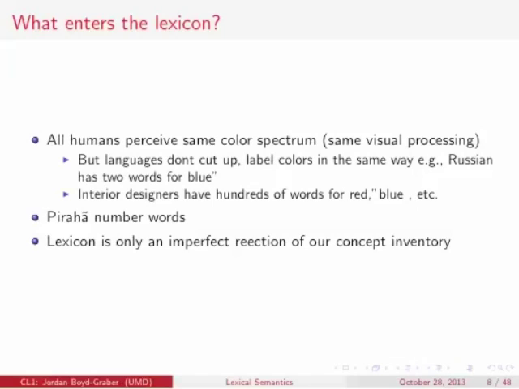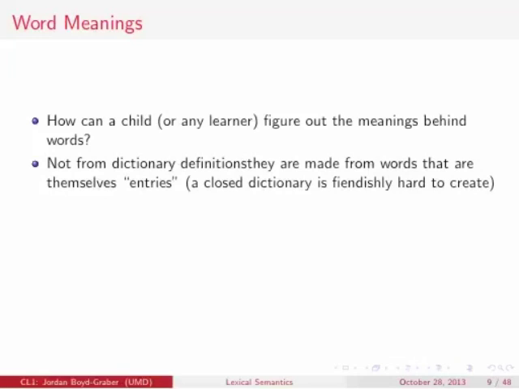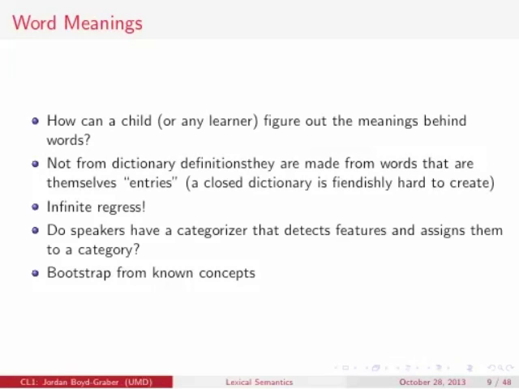So for example, different languages split up the color spectrum in different ways. Different languages use different systems of counting. And so the lexicon is only an imperfect reflection of our concept inventory. How do we actually learn words? It certainly isn't from a dictionary, because dictionaries are a recursive mess, because the definition of a word in a dictionary is itself a bunch of words. So this is an infinite regress problem.